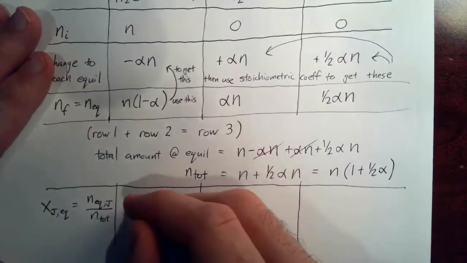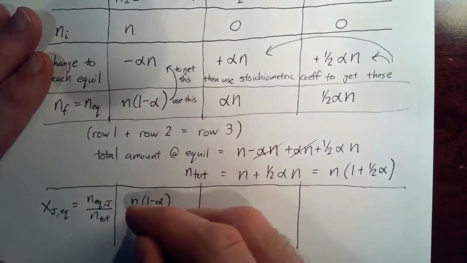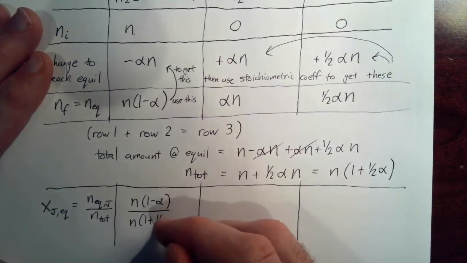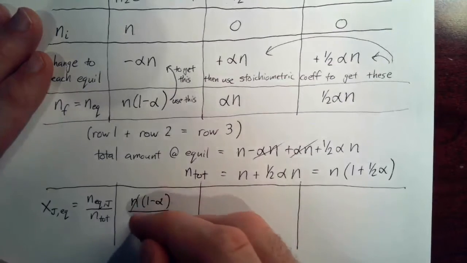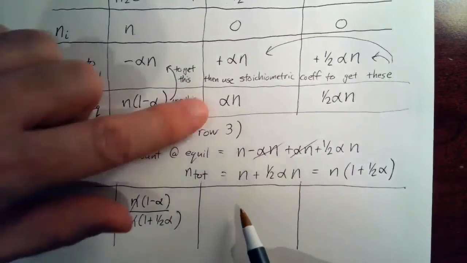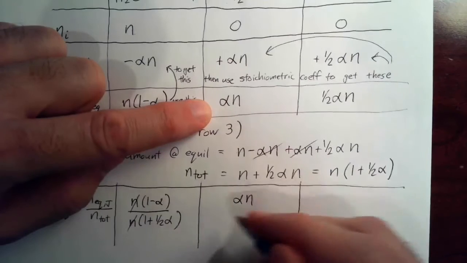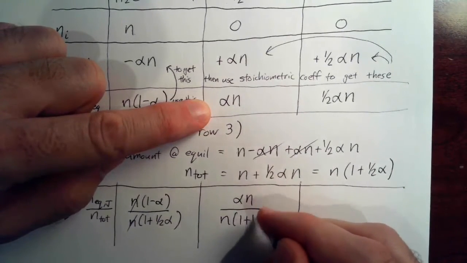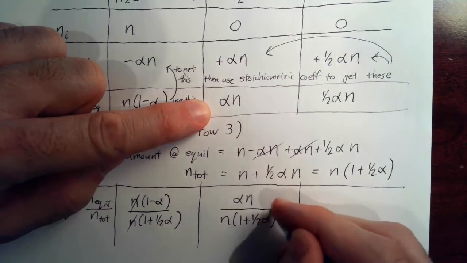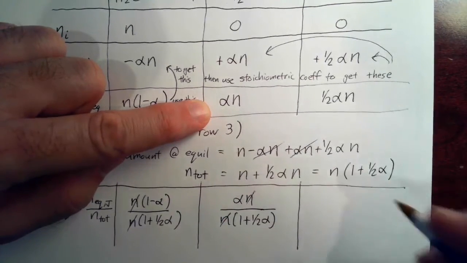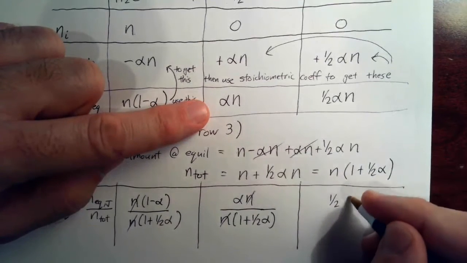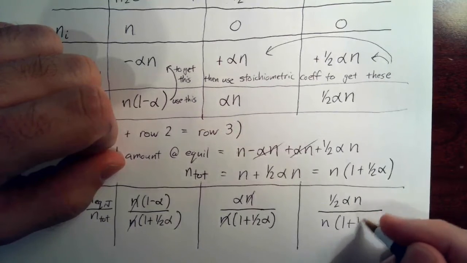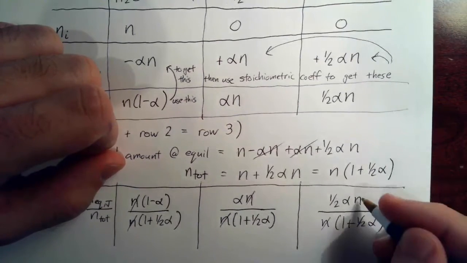Okay, so I have, for this one, it's n times 1 minus alpha divided by n total, which is n times 1 plus half alpha, and the n's cancel. Next one is alpha n divided by same total, and the n's cancel again. And then the last one, 1/2 alpha n over the total, and again, the n's cancel.